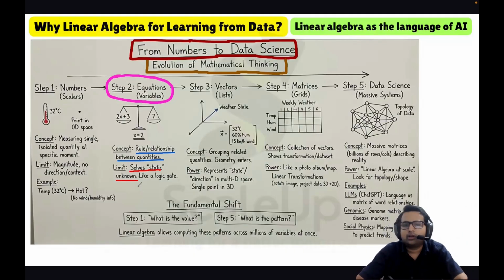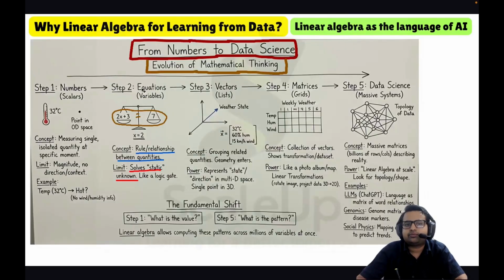It is good for solving static unknowns. If the quantities are not changing with time, then equations are good. But if the quantities are changing with time, then these equations will no longer be valid. Like if we take an example, 2x plus 3 equals 7. Let us say this is a linear equation. Now, in order to satisfy this, what should be the value of x? If x is 2, then this equation is satisfied.